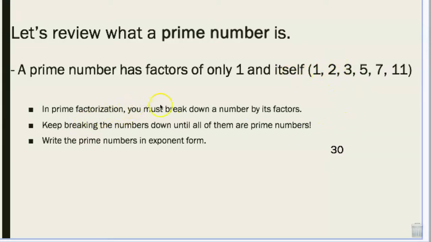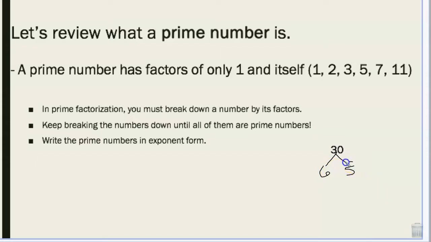In prime factorization, you must break down a number by its factors, and you keep breaking them down until you have nothing but prime numbers left. And I'll show you how to do this. Then you write the prime numbers in exponent form, which is cool because now you know what an exponent is. So here's a number, 30. What we do is we make factor trees. There are different numbers that I could multiply by each other to get 30: 10 and 3, 2 and 15. I could also do 6 and 5. So I'm going to do 6 and 5.